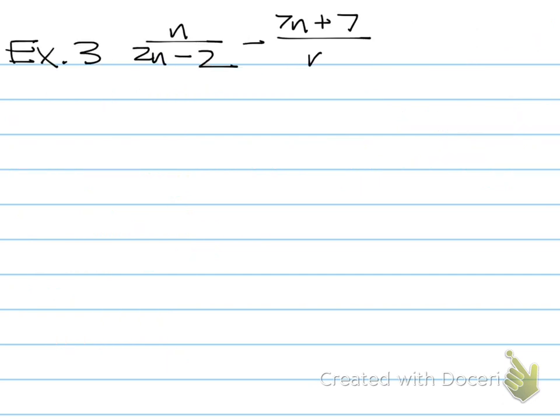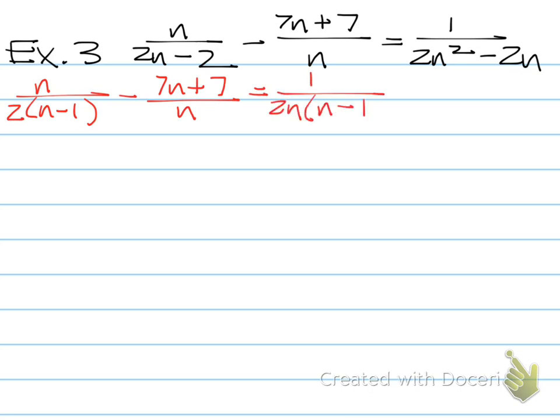Next example, same process. Factor the denominators. When we do, we determine what n cannot equal by setting each of the factors equal to 0. When we set n equal to 0, we get n cannot equal 0. And then when we set the 2n equal to 0, we get the same thing, n cannot equal 0. When we set n minus 1 equal to 0, we determine that n cannot equal 1.